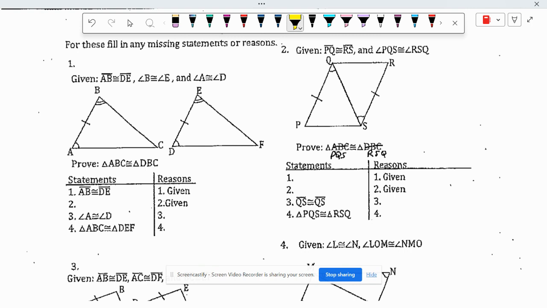So if you look at the first one, you have AB is congruent to DE. That's already written there as your given. So what else are you missing? Well, your next given is what? Yeah, so that's what's going to go there. And then your last given, well, that's right here. So the statement that you're missing is just the word given. I mean, this is not hard. You're going to be done with this in no time.